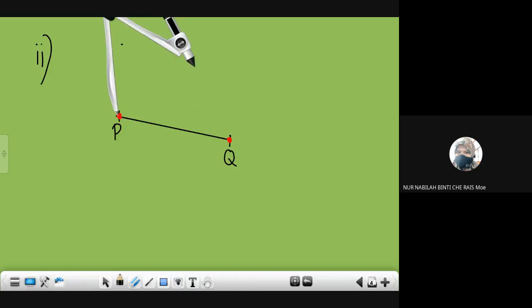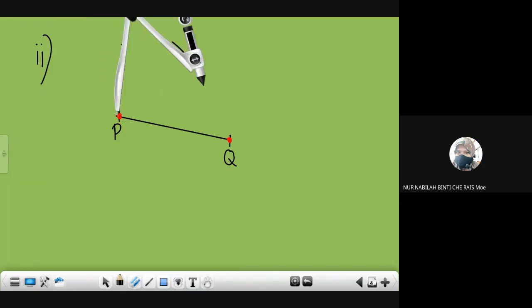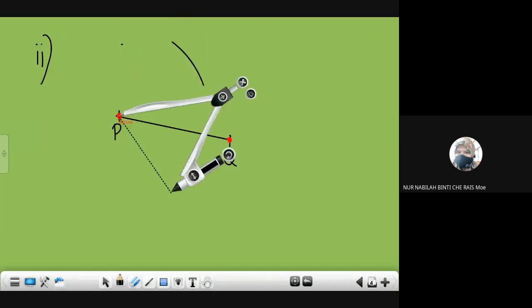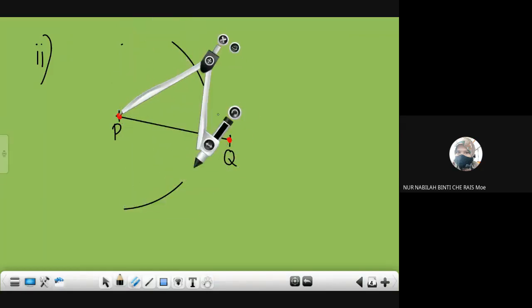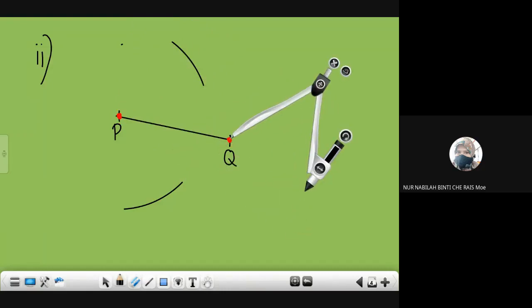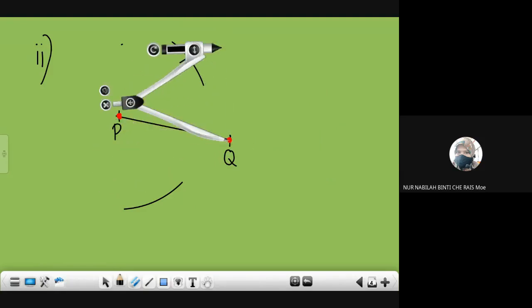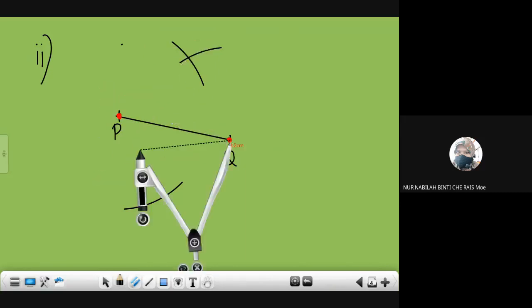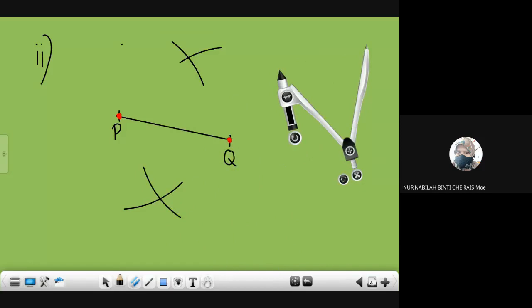Okay, so you draw like this. And one more down here. Okay, and then using the same distance, you put at Q, and then you draw an arc here. And also here, below here. Okay, so you will get like that.